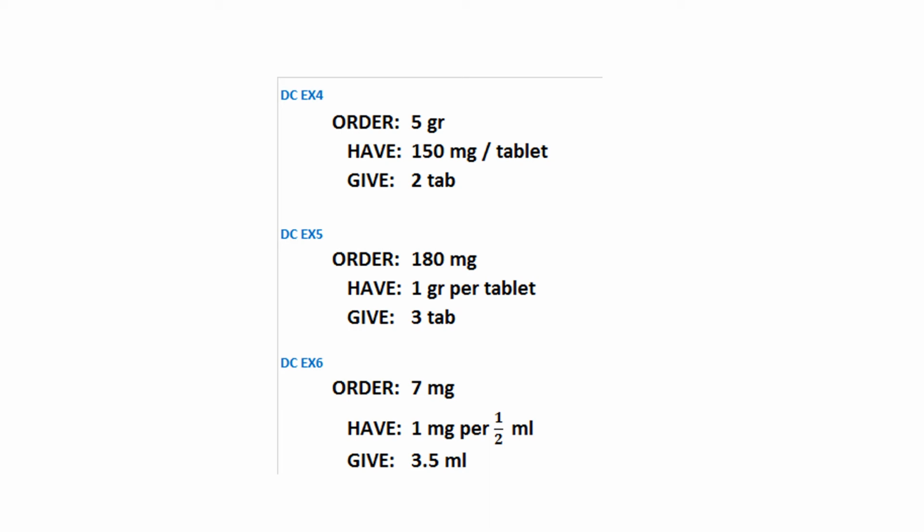Our third example, the order is 7 milligrams of a drug, and you have 1 milligram of that drug per 1/2 of a milliliter. Now, 7 over 1, that's 7, times 1/2 is 3 1/2. But this is in milliliters, that's a metric term, so not 3 1/2, but 3.5 milliliters.